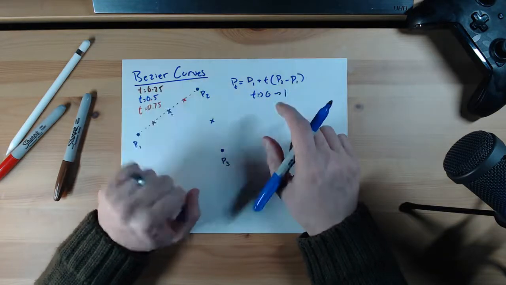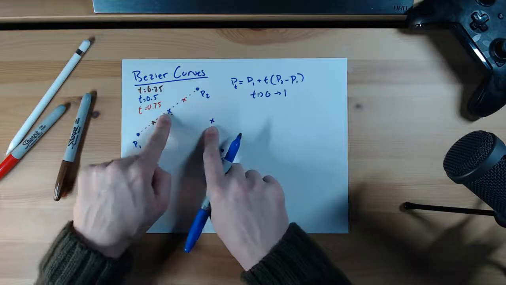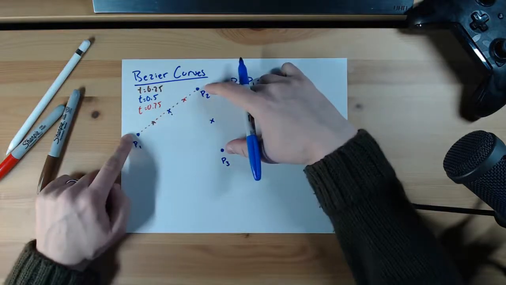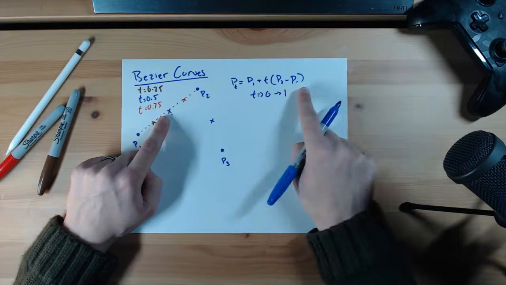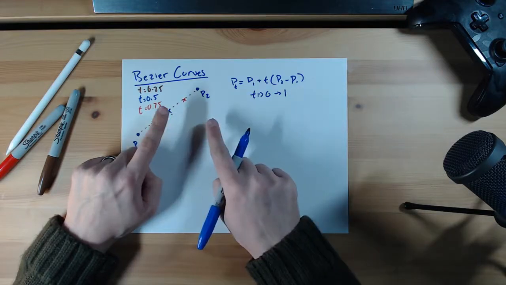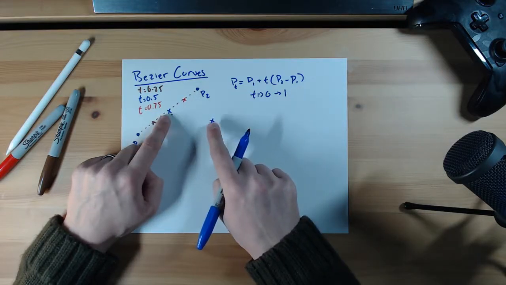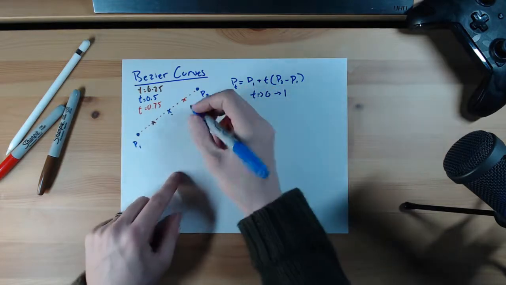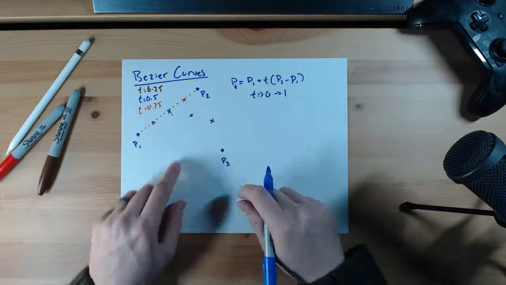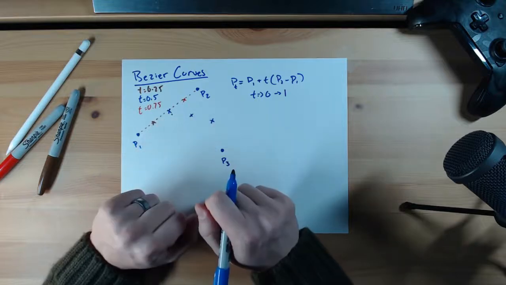Then finally what we do is we look at these two positions. So we've gone from 3 points down to 2 points by using this linear interpolation. And now that we're down to 2 points, we're going to do the exact same thing again, using these 2 points as P1 and P2 in this formula here. And we're going to get a resulting position of about here, which is halfway between these two positions.